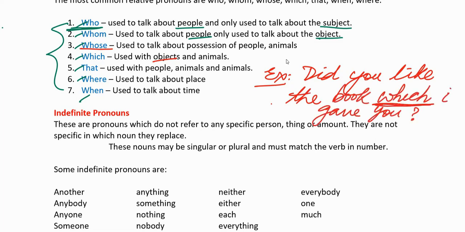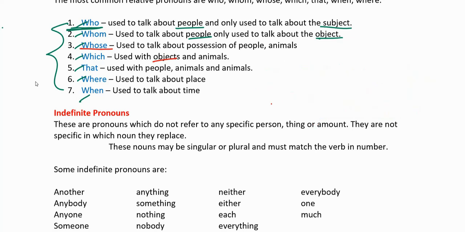Here the relative pronoun which is replacing the noun the book, as book is an object, and in order to avoid the usage of the noun once again, we are using relative pronoun which. I hope you have understood when to use which. It is used with objects and animals. Coming to our next relative pronoun, which is that.